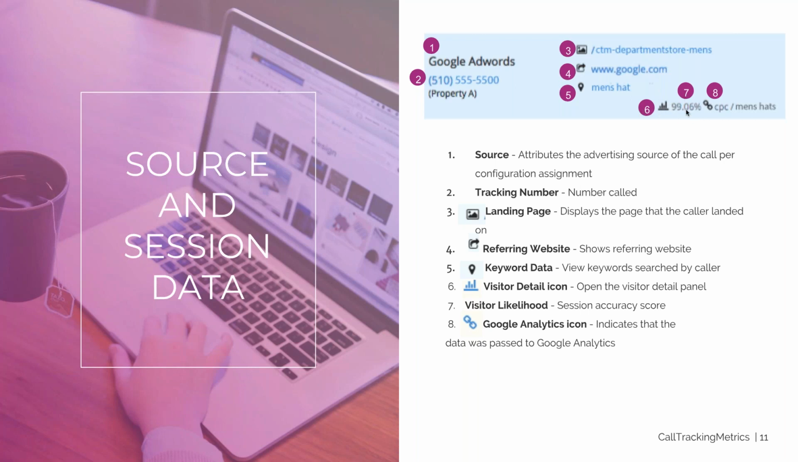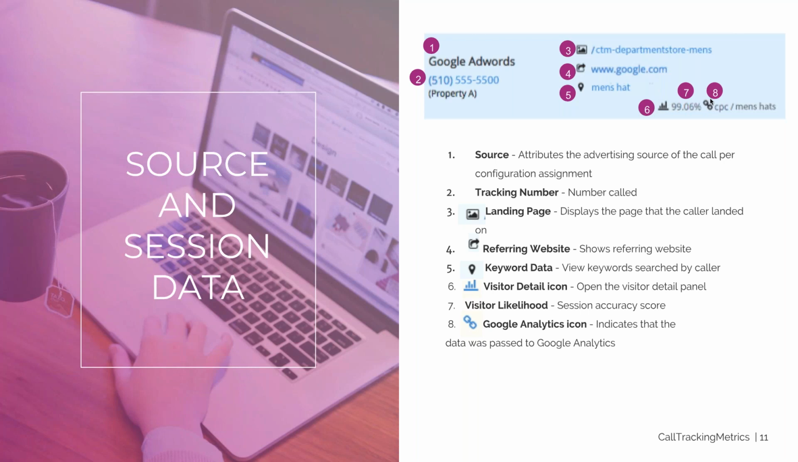Yep, so number 7 is the actual likelihood score. And then number 8 here is our Google Analytics icon. So this is going to appear, and that's going to indicate when we sent data into Google Analytics. So it's a nice quick view to know if we sent an event into analytics. If this icon is not there, we have not sent an event. If it's there, we did.